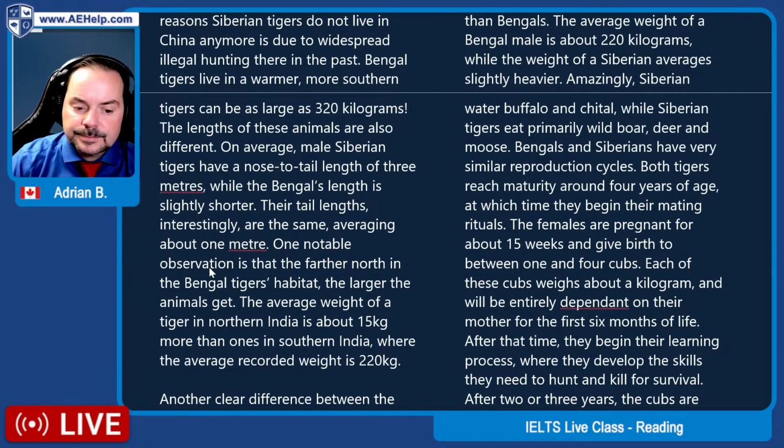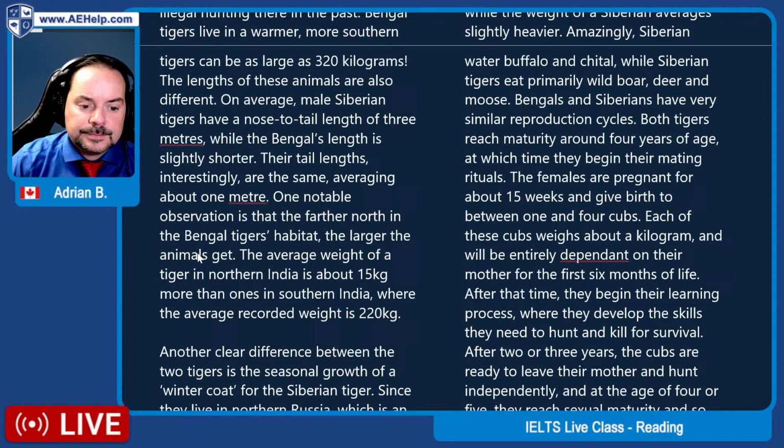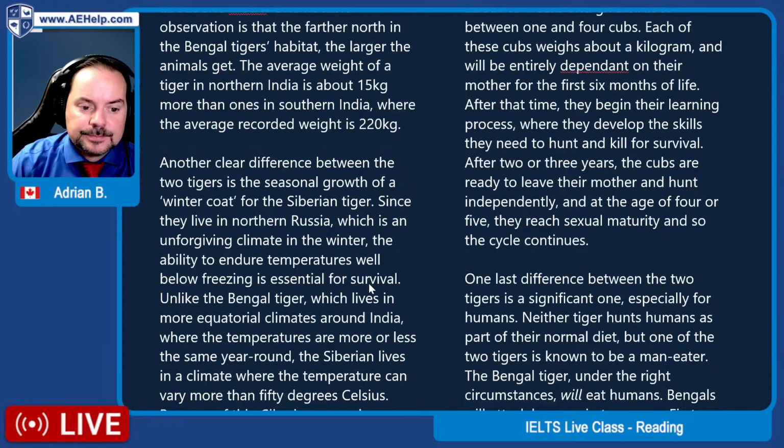One notable observation is that the farther north in the Bengal tiger's habitat, the larger the animals get. The average weight of a tiger in northern India is about 15 kilograms more than ones in southern India, where the average recorded weight is 220 kilograms.